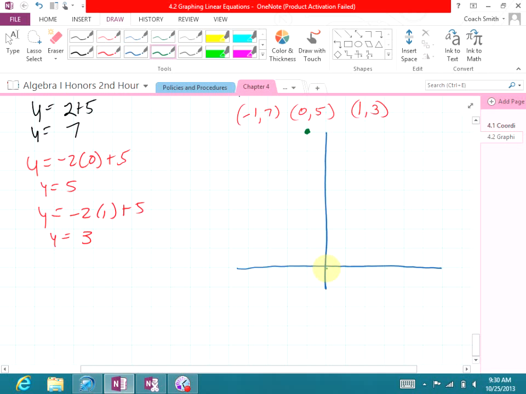Then I have 0 and 5. 1, 2, 3, 4, 5. Then I have 1 and 3. So 1, 1, 2, 3. Okay, and so there is my line.